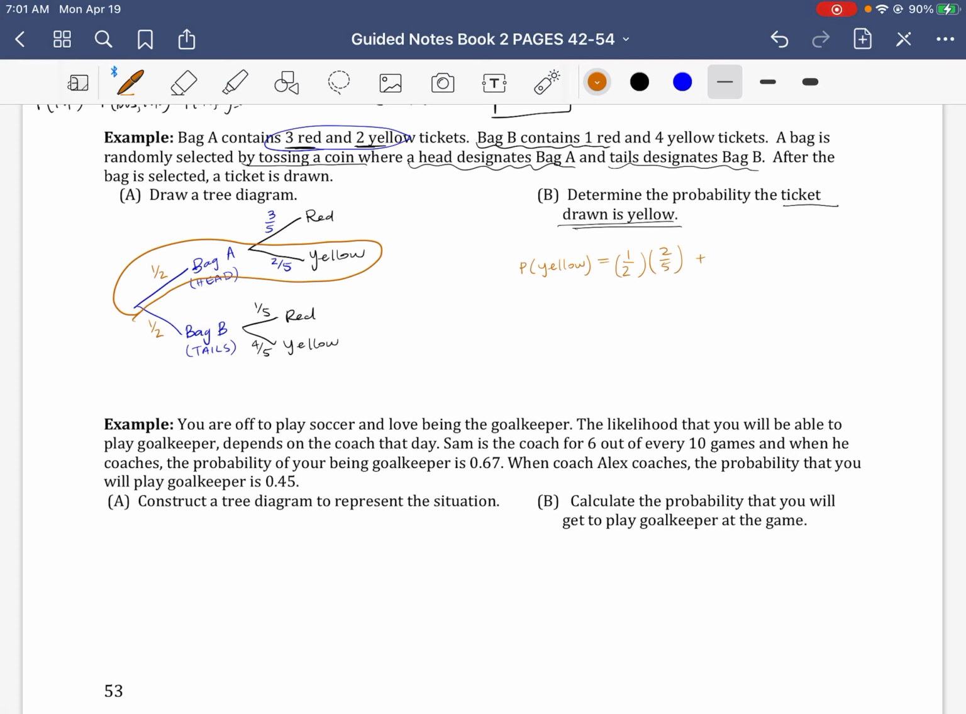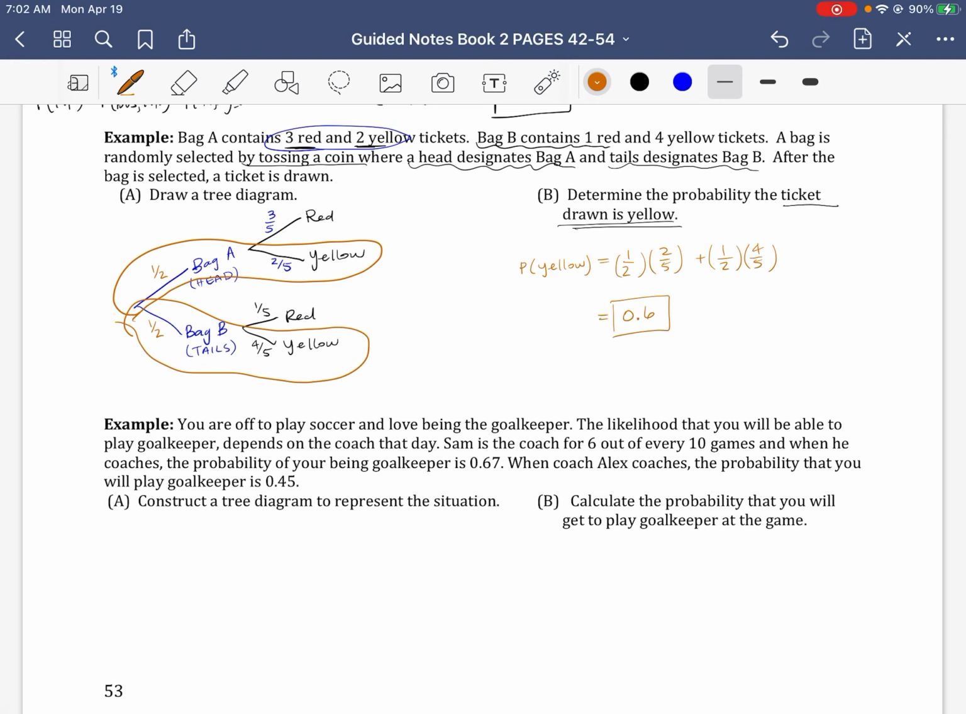Or we could draw from bag B and get a yellow. So that takes us down that bottom branch. So 1/2 times 4/5. So we go ahead and multiply that. We should end up with 0.6, or you could write 60%.